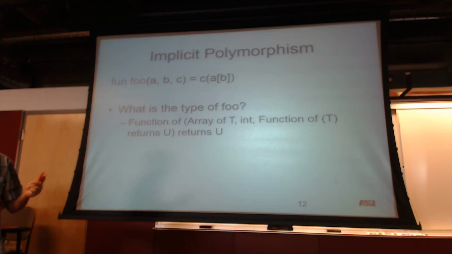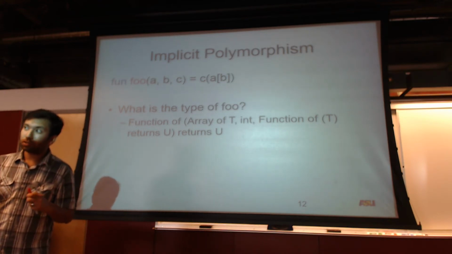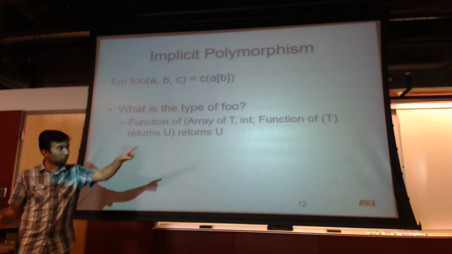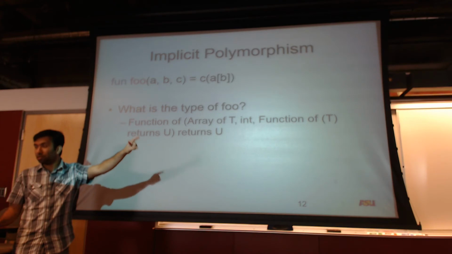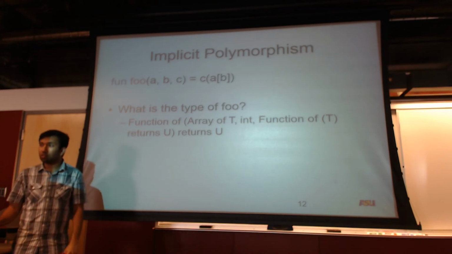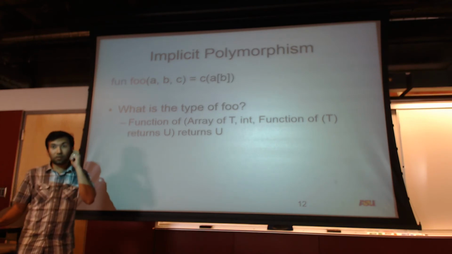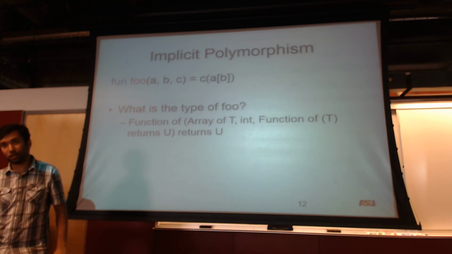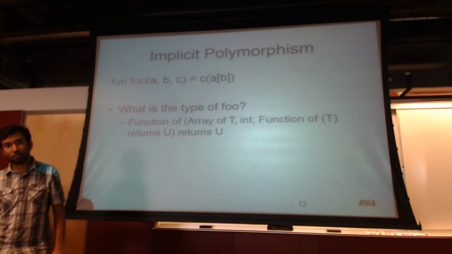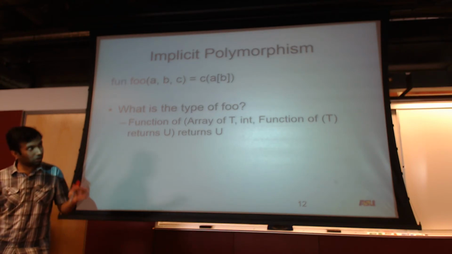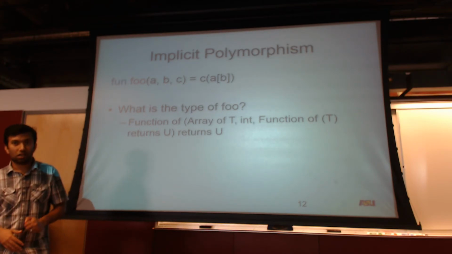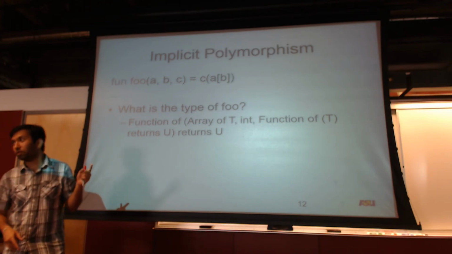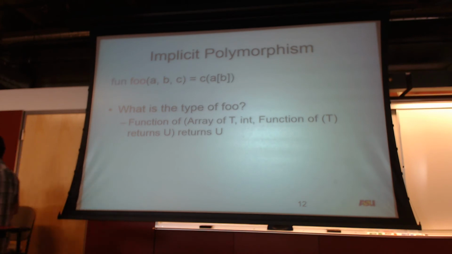So again, you see, even without explicitly declaring that B is an int, we found out from the code that B has to be an int. From the program, we can infer that B has to be an int because it's an index to an array. So just by looking at the code, we can determine what the type is. So that is implicit polymorphism. That is another example of implicit polymorphism.